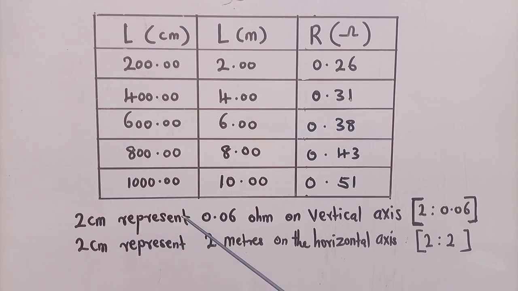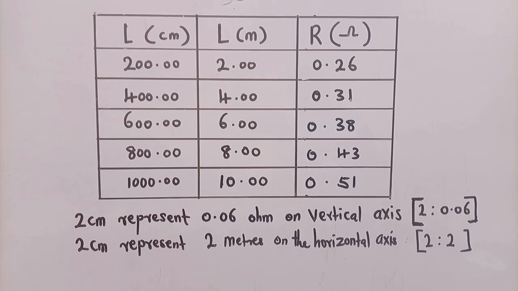So 2 cm represents 0.06 ohm on the vertical axis. I didn't say ohms because 0.06 is not up to 1, let alone being more than 1. So it remains singular, ohm. The same thing is applicable to the second one. 2 cm represents 2 meters on the horizontal axis. 2 cm, that is one interval, represents 2 meters on the horizontal axis. This is a summary of these statements.